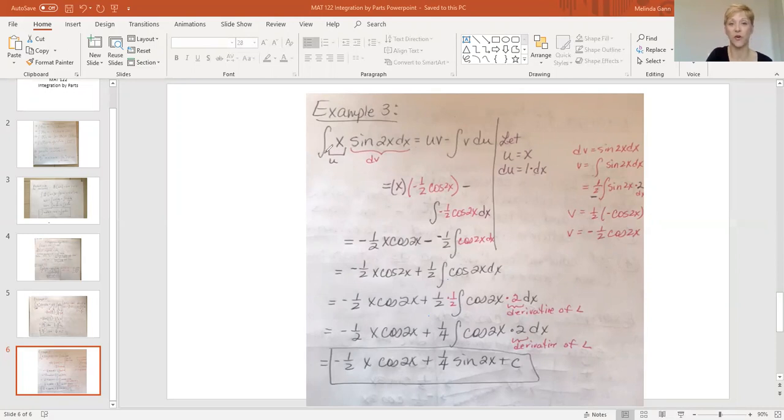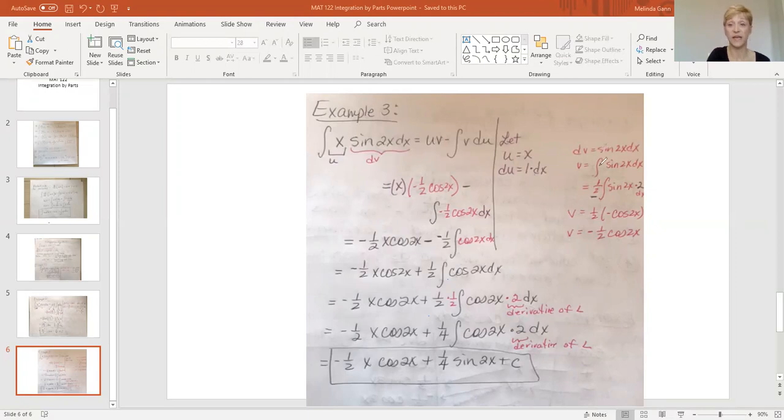There's our formula. The integration of u dv is uv minus the integration of v du. Remember, I let u be x, so dv's got to be all the rest of that. So there's my dv, sine of 2x dx. Now, how do you get from u to the differential of u? Remember, you do the derivative with dx. So the derivative of x is 1 times dx.